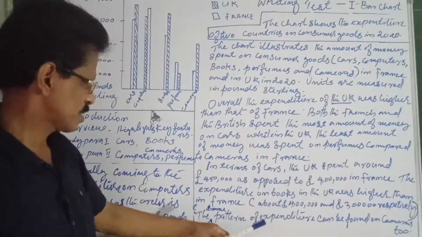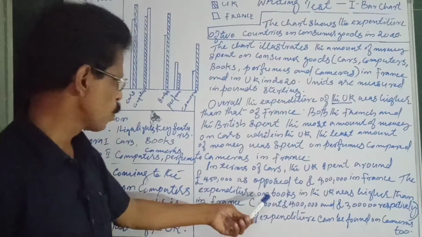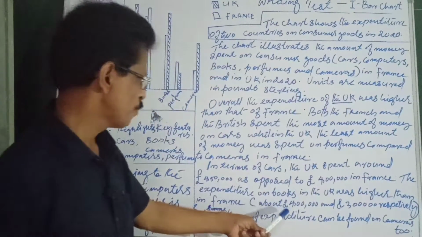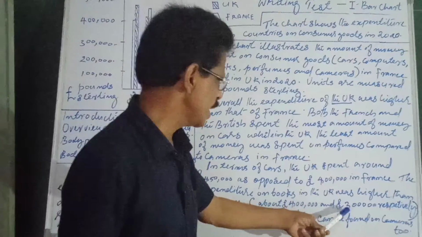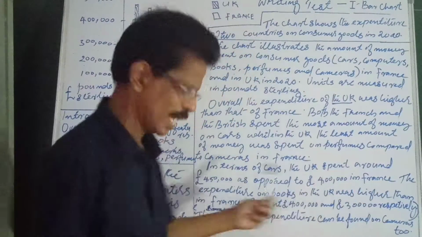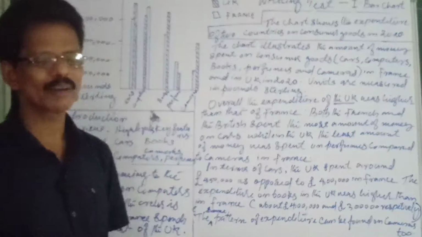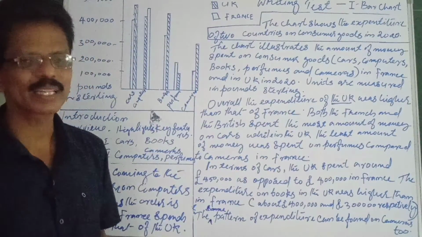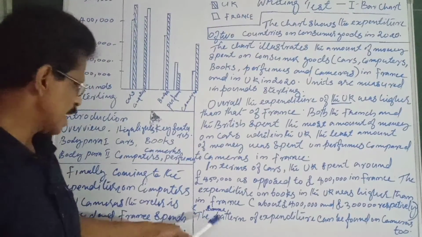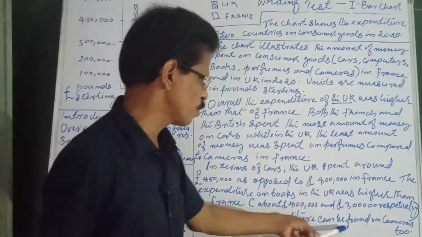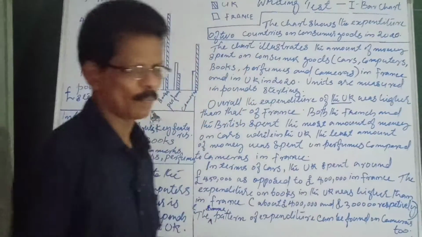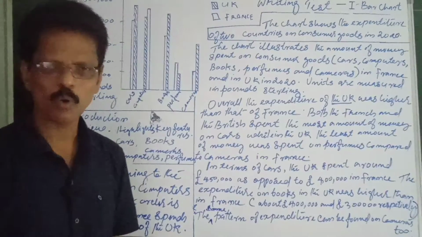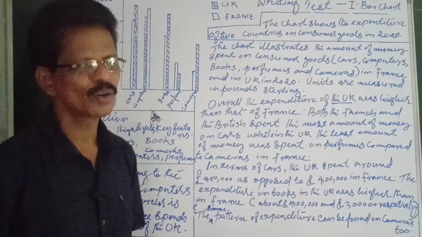Yes, the expenditure on books in the UK was higher than in France, about 400,000 and 300,000 respectively, in the same order. Mark that word. So we are explaining where they spend more, where they spend less. The same pattern of expenditure can be found on cameras too. There also the UK spends more money than France.